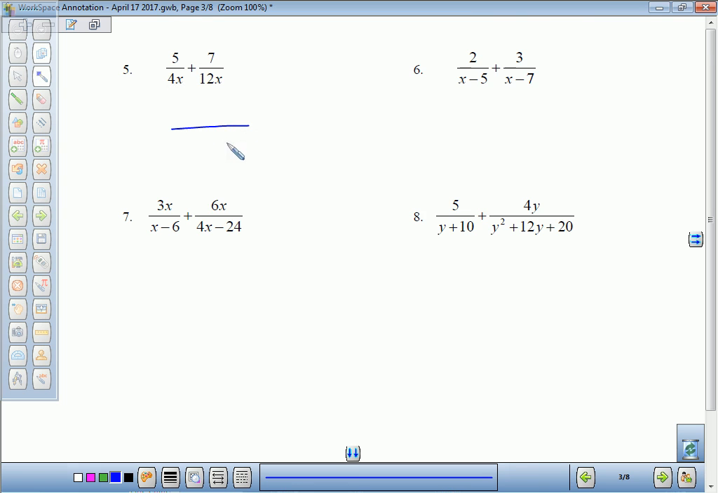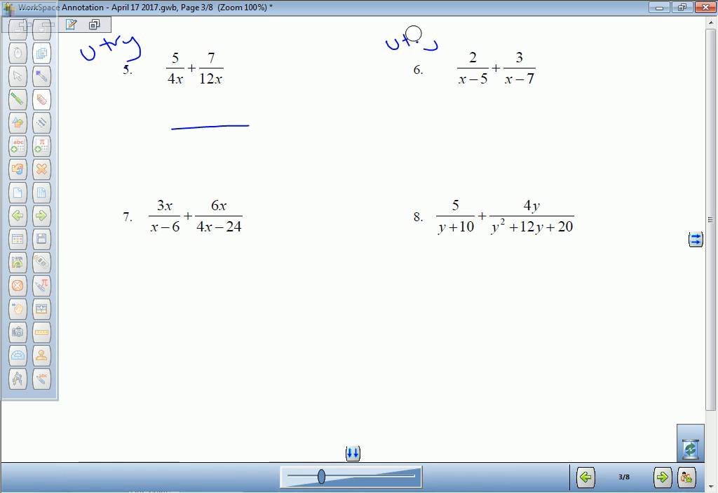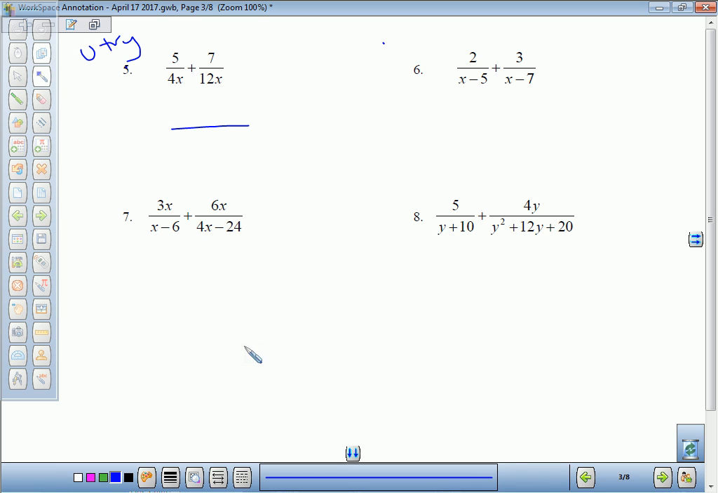Number 5. All right, number 5. The common denominator is 12x. Oh, wait, this is a U try. 5 and 6 are U try. No, just 5. 5 is a U try. And then 8 is going to be a U try when we get there. So 5 is a U try, so you try it.